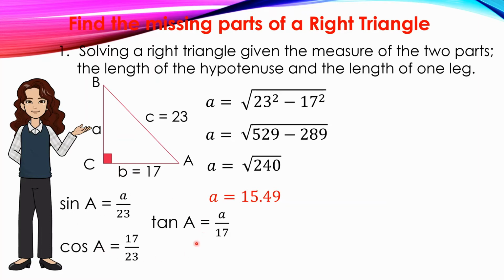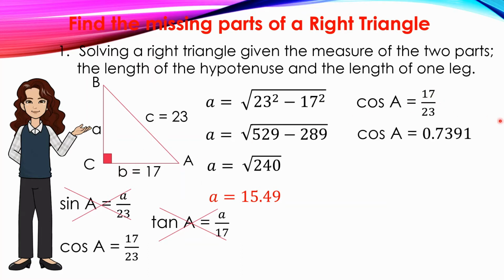So which of the three has complete data? For the first one, sine A, we have only one given. For cosine A, we have two givens, and for tangent A, we have only one given. So we cannot use sine A because there's only one given, and also tangent A, only one given. So we're going to use cosine A is equal to 17 over 23 to get the measure of angle A.